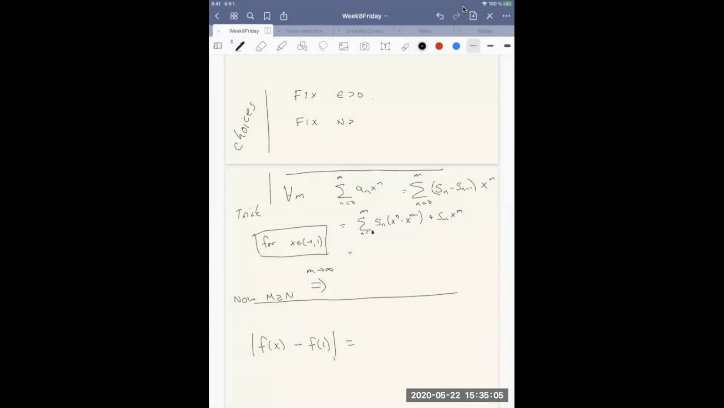Well, f1, we know what it is. It is the infinite sum of the an's. Now the trick in this proof is to write f of x in a different way, and this is where we apply summation by parts. The reason for this is that we want to change the an's into sums of an's so that we can compare them to the right-hand side here.